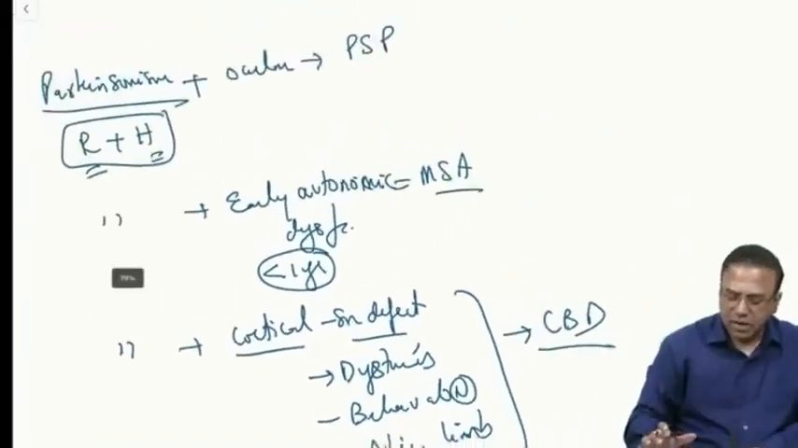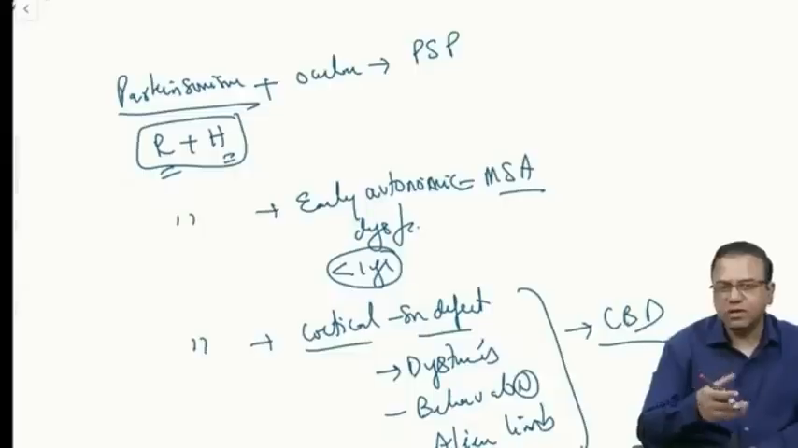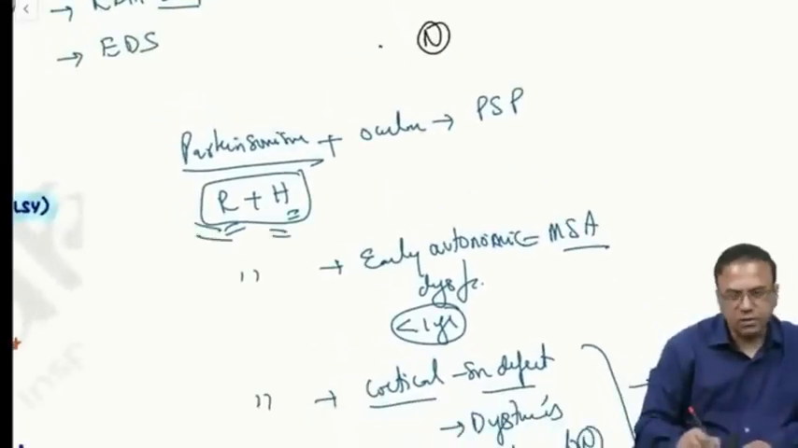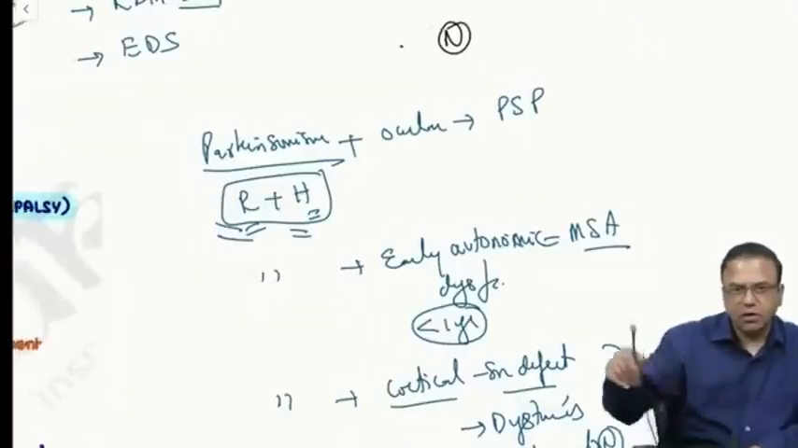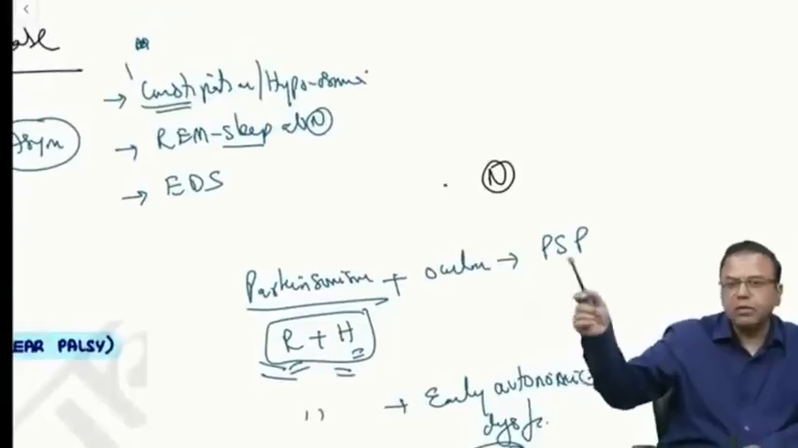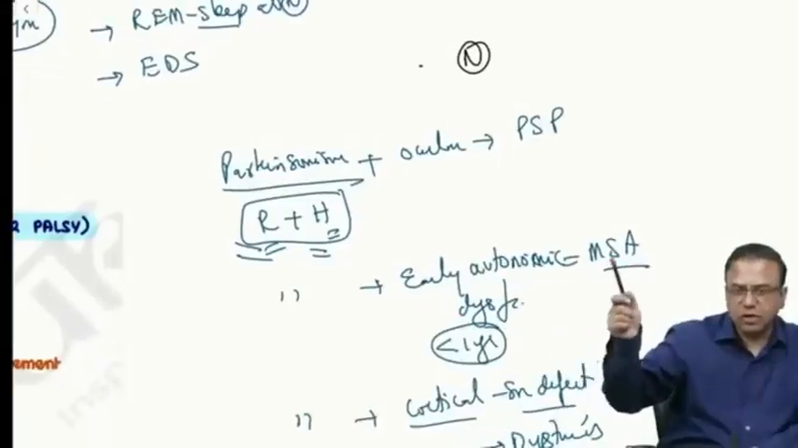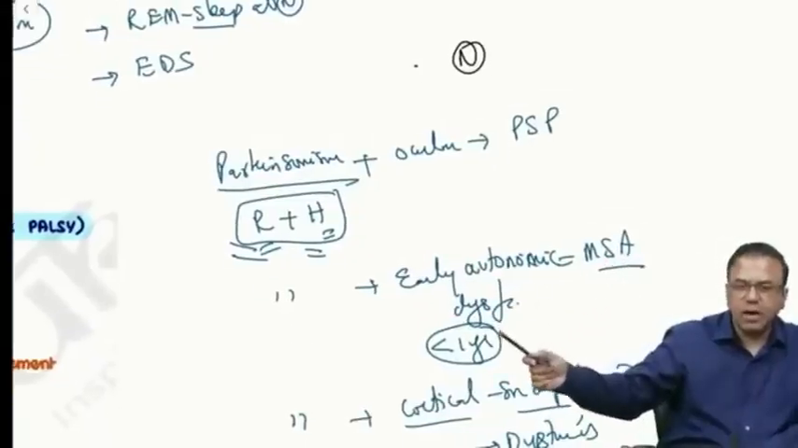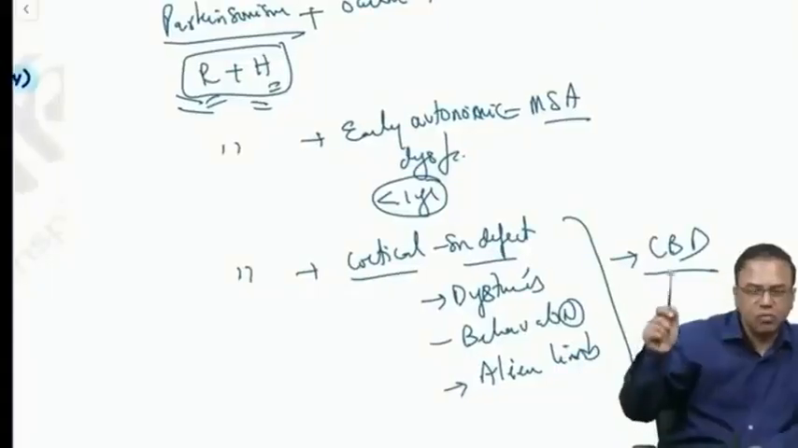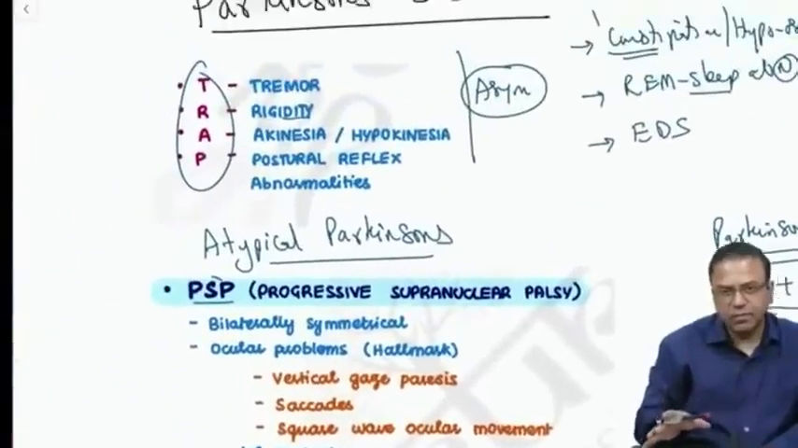So in our exam, mainly, they'll tell you Parkinsonism and many students see Parkinsonism and answer Parkinson's. Remember, rigidity and hypokinesia is not just Parkinson's. It can occur in a number of conditions. So if you have Parkinsonism plus eye problem, can't look down, progressive supranuclear palsy. Parkinsonism plus autonomic dysfunction, multiple system atrophy. Parkinsonism plus cortical sensory defects, dystonia, behavioral problems, alien limb, corticobasal degeneration. So that is the theme of the questions that they ask in our exam.